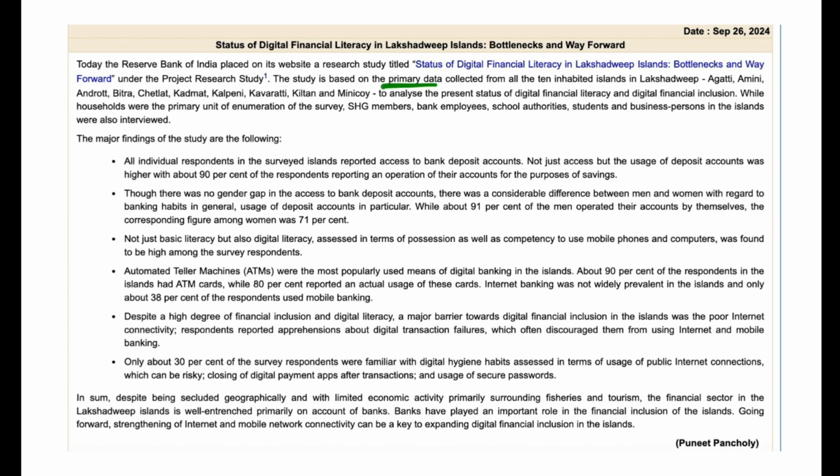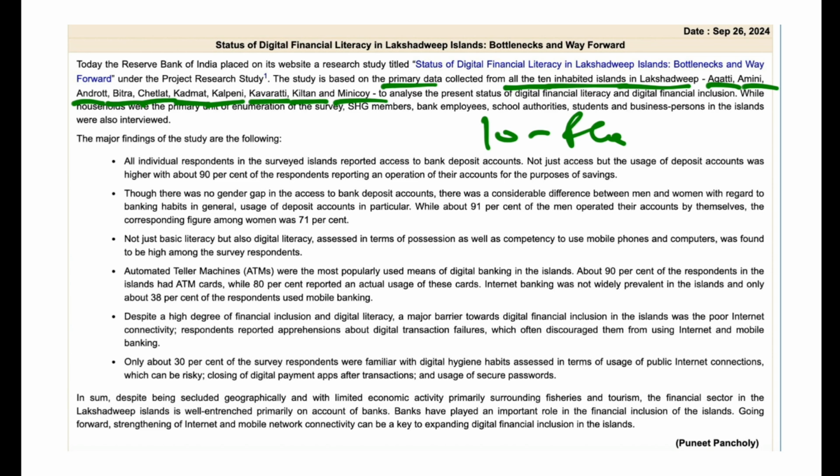So they surveyed how many islands of Lakshadweep? They surveyed all the 10 inhabited islands in Lakshadweep. So in Lakshadweep, there are 10 islands where actually people live. They went to all the 10 islands. Which are these 10 islands? Agatti, we have the Lakshadweep airport in Agatti, Amini, Androth, Bitra, Chetlat, Kadmat, Kalpeni, Kavarati, Kiltan, and Minicoy. So these are the islands that were surveyed.